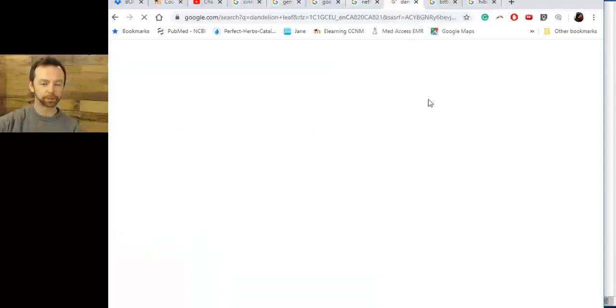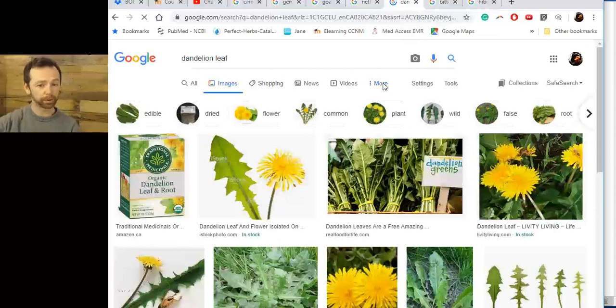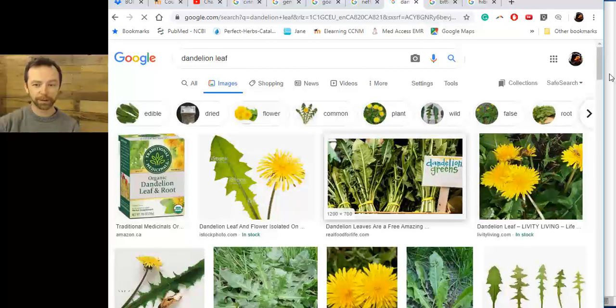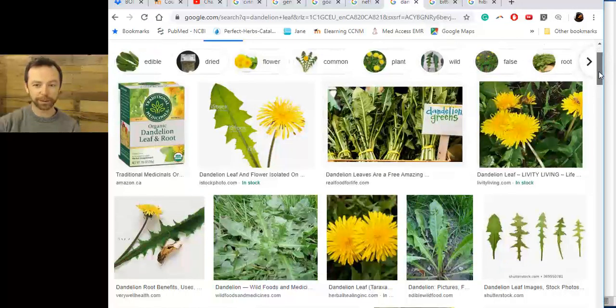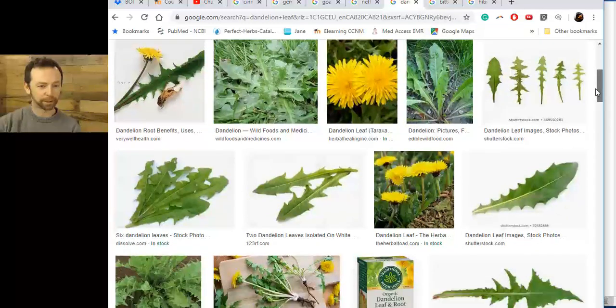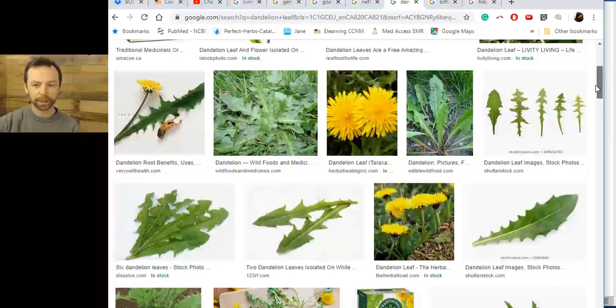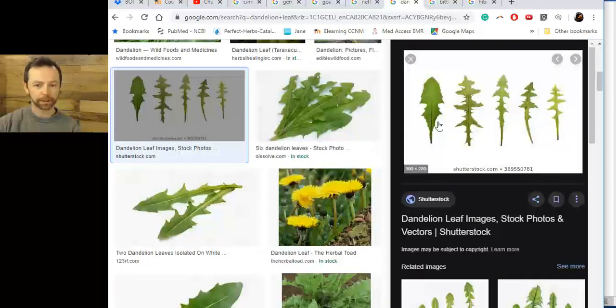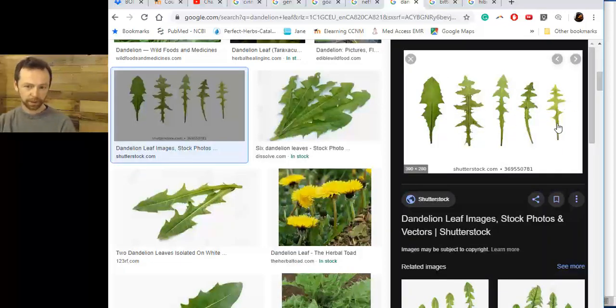You've certainly seen this before. I hope you're in trouble if you've made it to third semester botanical medicine and you're not familiar with dandelion. You're going to have problems. Here, actually, I quite like this picture because it shows us there are a lot of different patterns of dandelion leaf. It often looks like this, but I've seen all of these.